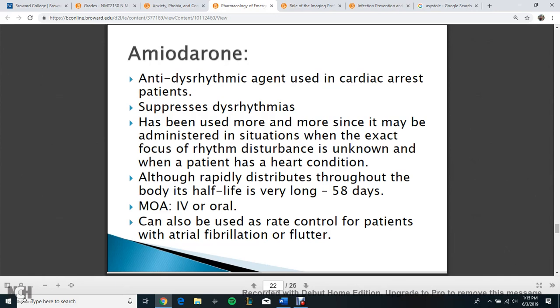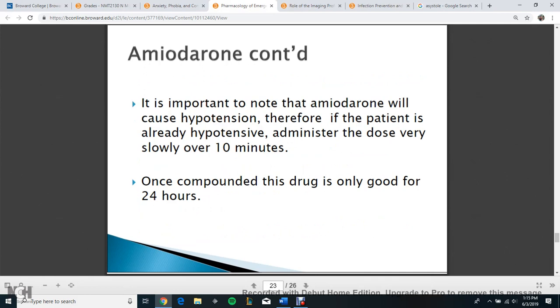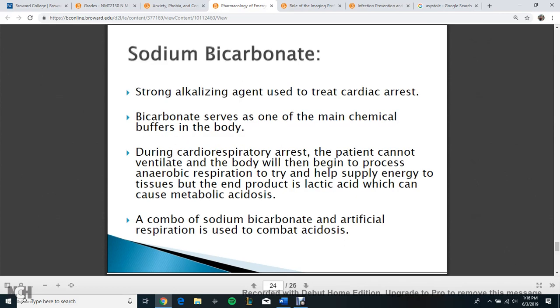Method of administration is IV or oral. Can also be used as a rate control for patients with atrial fibrillation or flutter. It is important to note that amiodarone will cause hypotension. Therefore, if the patient is already hypotensive, administer the dose very slowly over 10 minutes. Once compounded, this drug is only good for 24 hours.